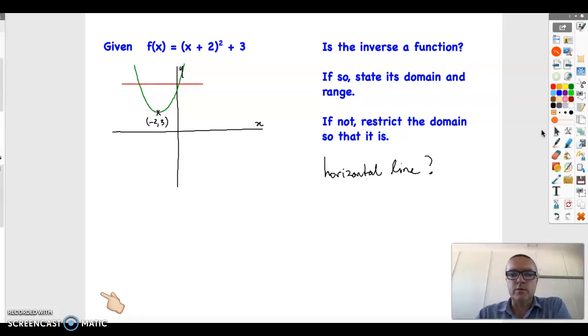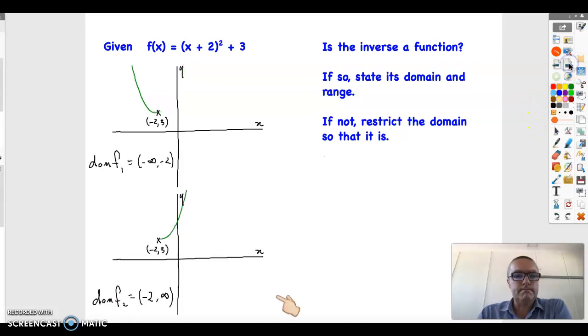So what do we do about that, or what can we do about that? We can restrict its domain, and this is going to get a little bit technical, so feel free to pause the video if you need to read things and keep up. What I've done here is to restrict the domain. I've split the function into two new functions, and I'm calling those functions f1 and f2. So I'm using the left-hand side of the parabola right down to the turning point.